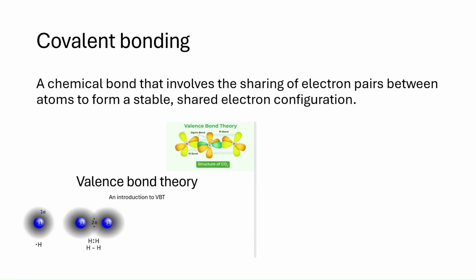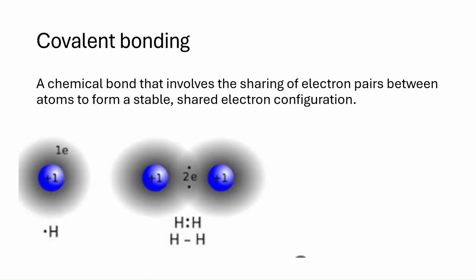Firstly, covalent bonding is a chemical bond that involves the sharing of electron pairs between atoms to form a stable, shared electron configuration. To better explain this, I will be using an example from the introductory slide. The bonding between two hydrogen atoms, as you can see over here, is considered a covalent bond.